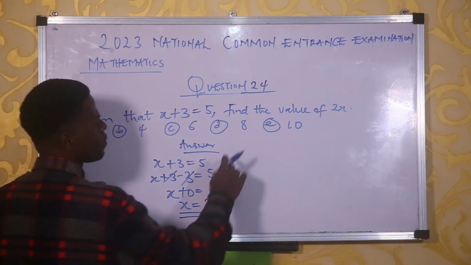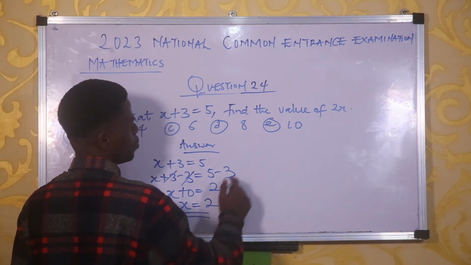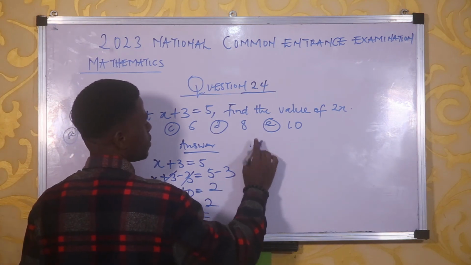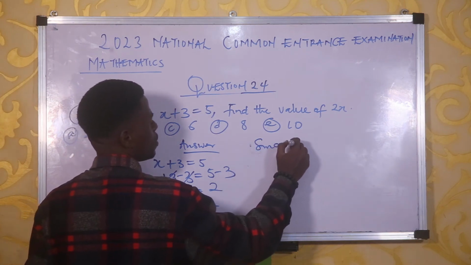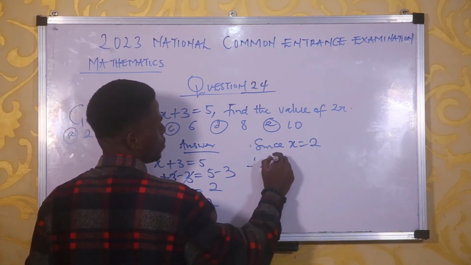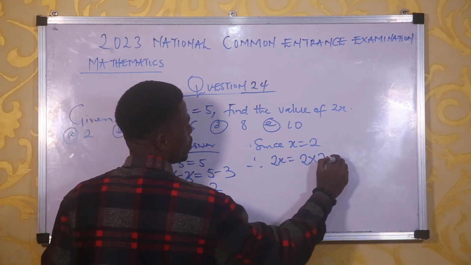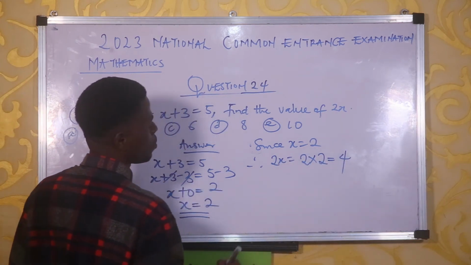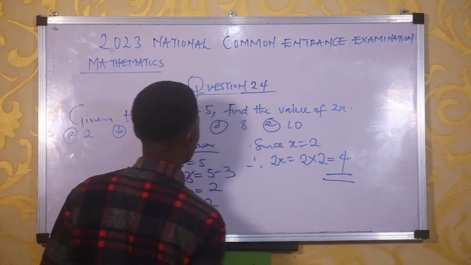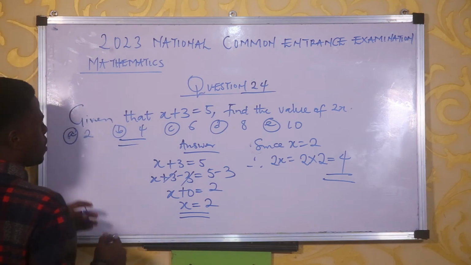So now we are to find the value of 2x. Since x is equal to 2, therefore 2x is 2 times 2, which is 4. So our answer is 4, which is option B. So that's our answer.